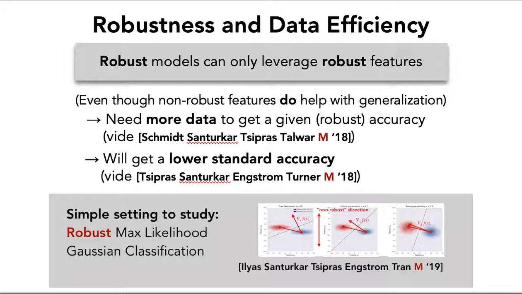And in the paper we have a nice toy setting to try to visualize this phenomenon. This is robust maximum likelihood Gaussian classification, which again is something where you can just work it out. It's simple enough that you can actually work out the math, and you can see all of the phenomena that we talk about emerge there very naturally.